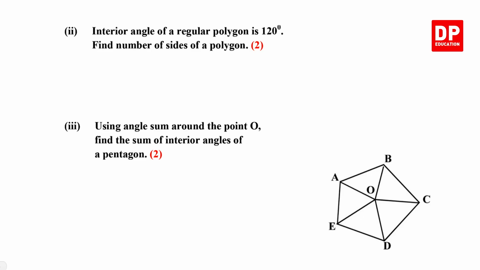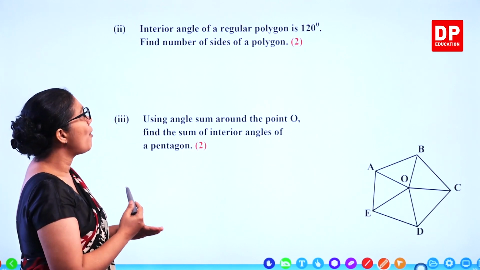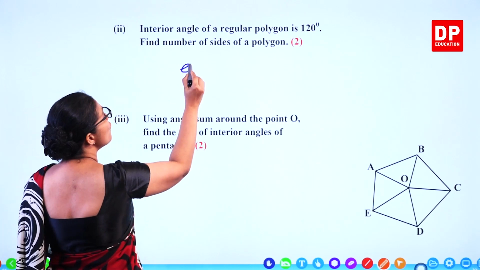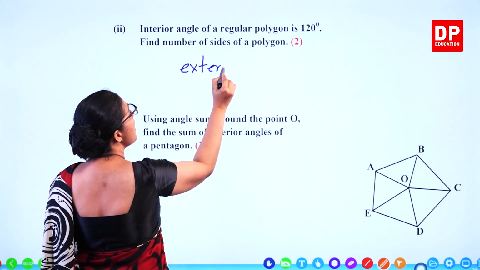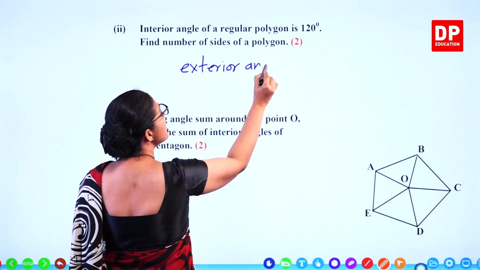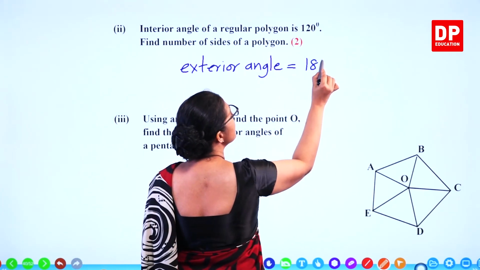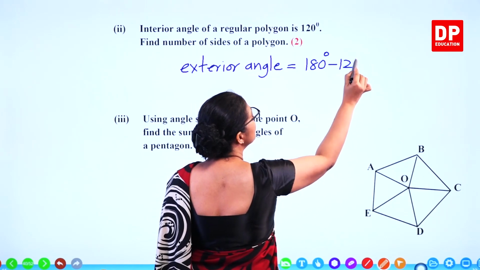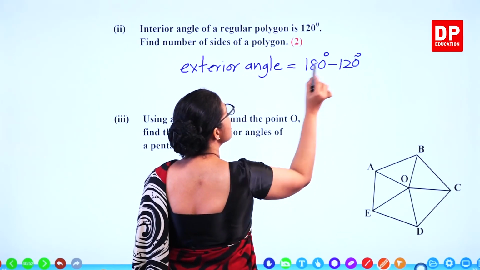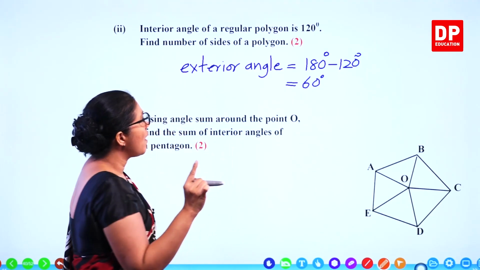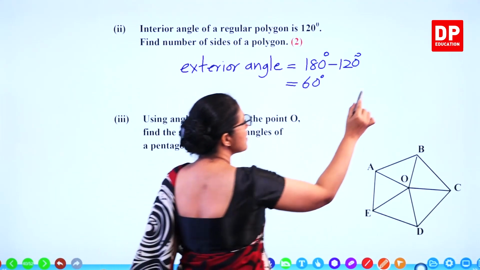Part 2. Interior angle of a regular polygon is 120. Find the number of sides of the polygon. So this is a regular polygon. So what's the exterior angle? So first you have to find out the exterior angle. What's exterior angle? 180 minus the interior angle. That's 60 degrees.